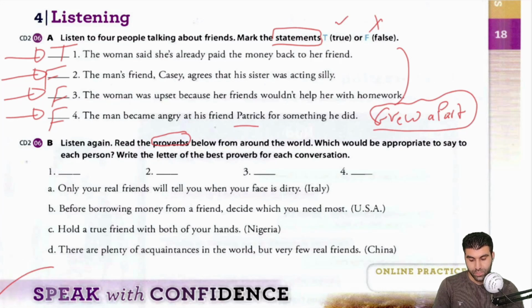It says: only your real friends will tell you when your face is dirty.